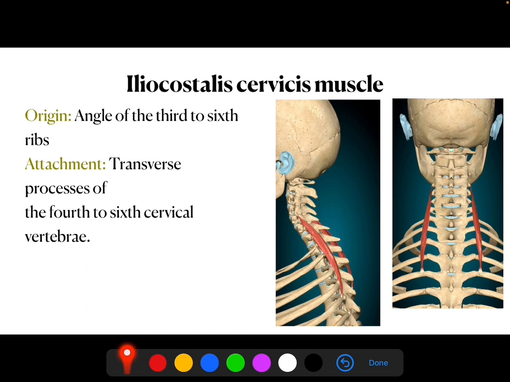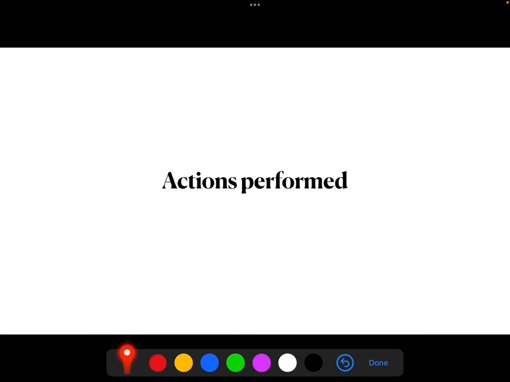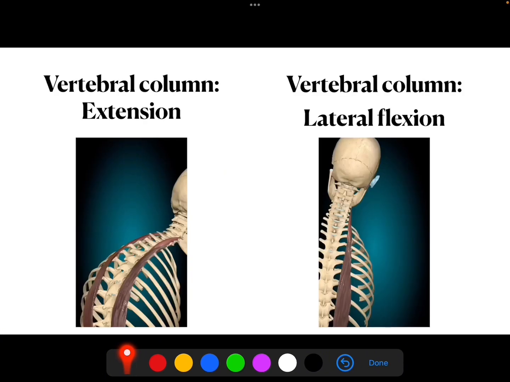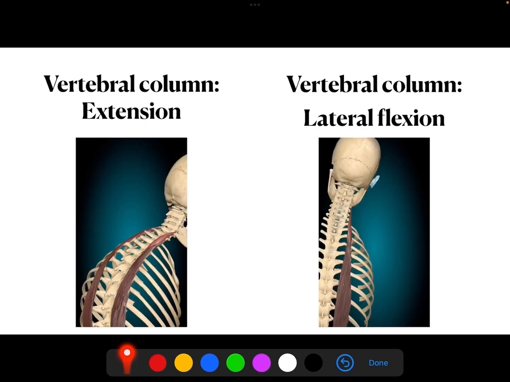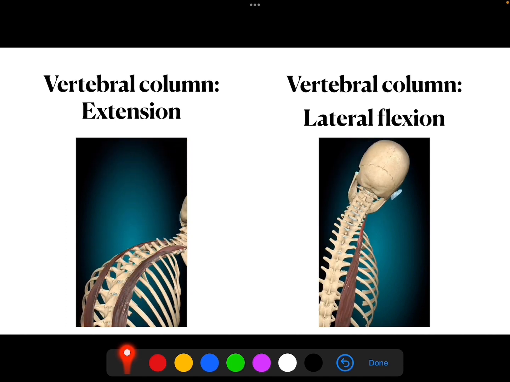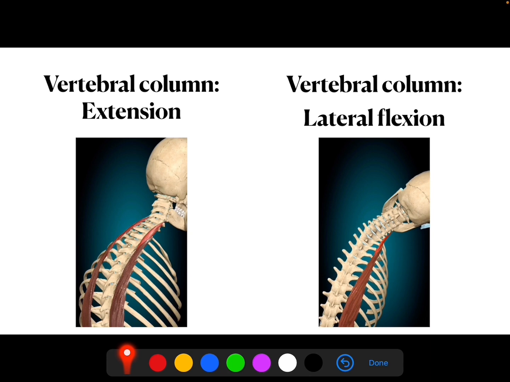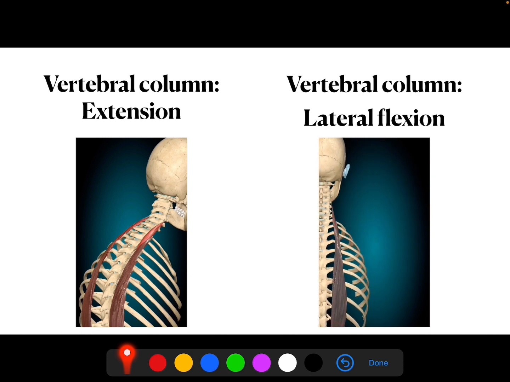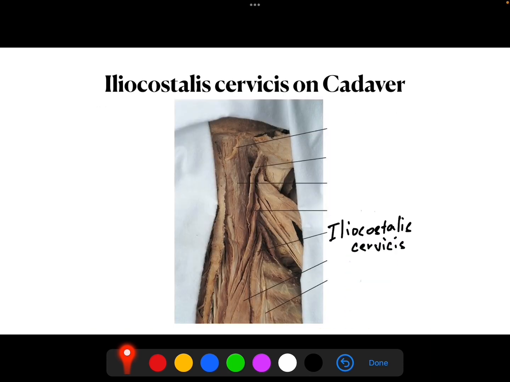Iliocostalis cervicis muscle. It originates at the angle of 3rd to 6th ribs and attaches at the transverse processes of 4th to 6th cervical vertebrae. Actions performed by this muscle: extension of vertebral column, lateral flexion of the vertebral column. This is what it looks like on the cadaver.